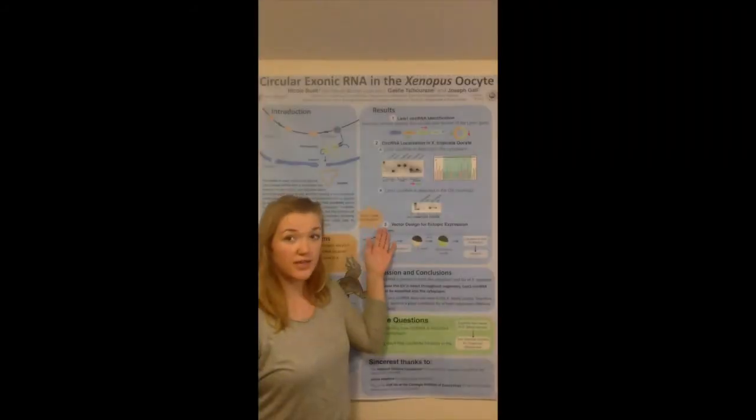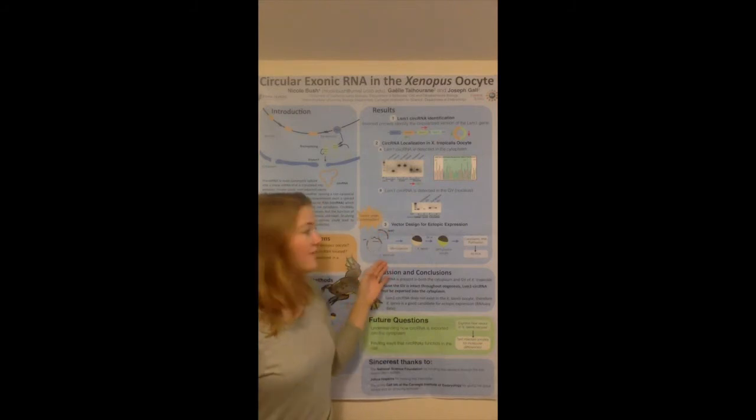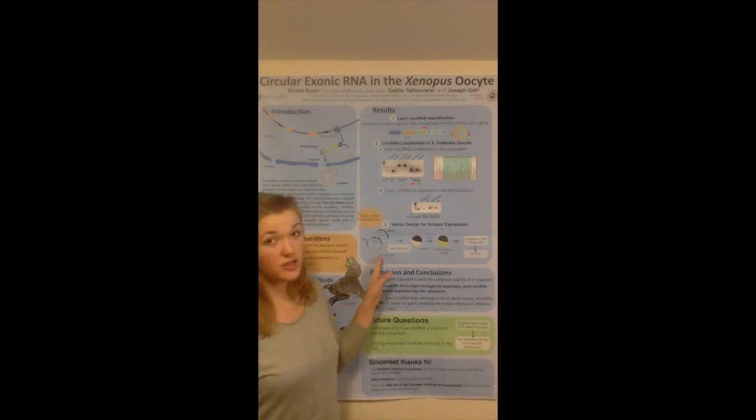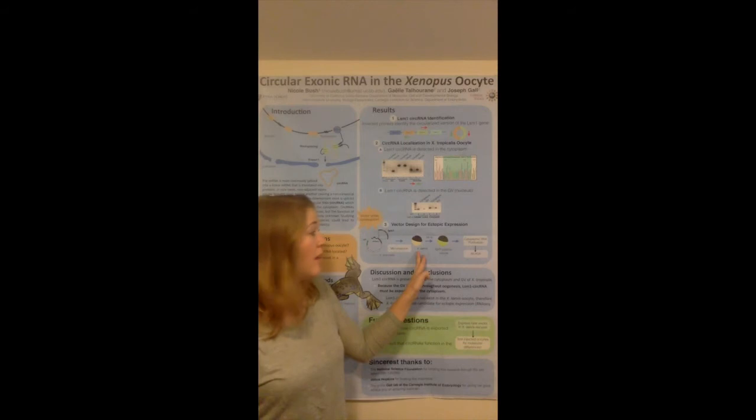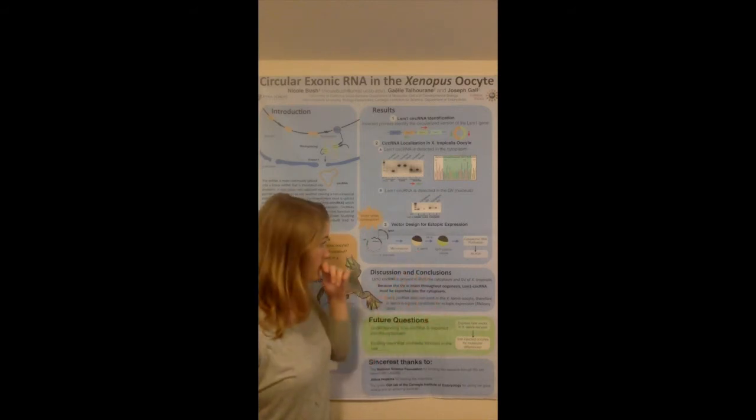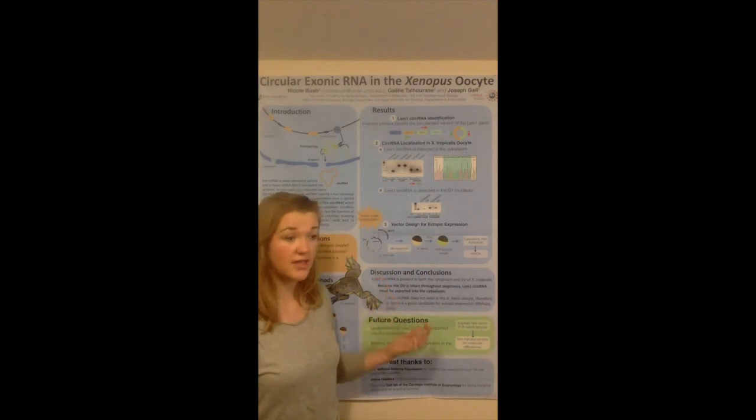So this was the first half of our project. The second half is a vector design for ectopic expression of Circ-LSM1. So all of our research was done in Xenopus tropicalis. What we hope to do is create a vector to ectopically express the Circ-LSM1 in Xenopus laevis, because this species of frog doesn't have this Circ-LSM1 gene. And then by ectopically expressing the Circ-LSM1 gene, we hope to figure out what sort of function it's performing in the Xenopus tropicalis oocyte.